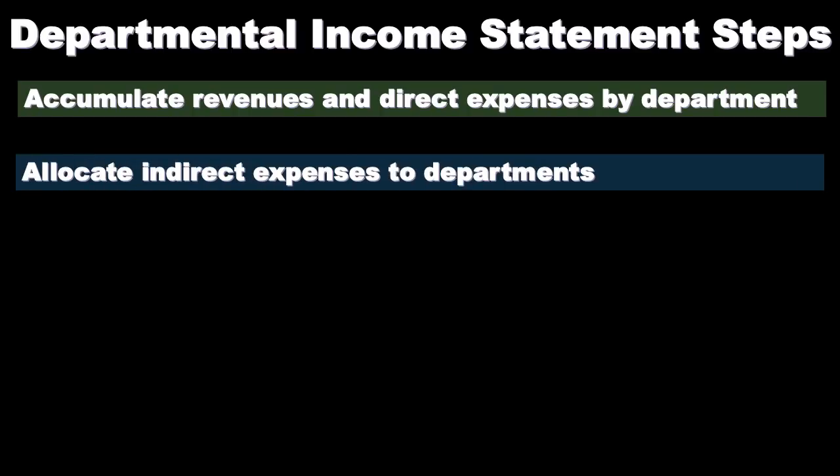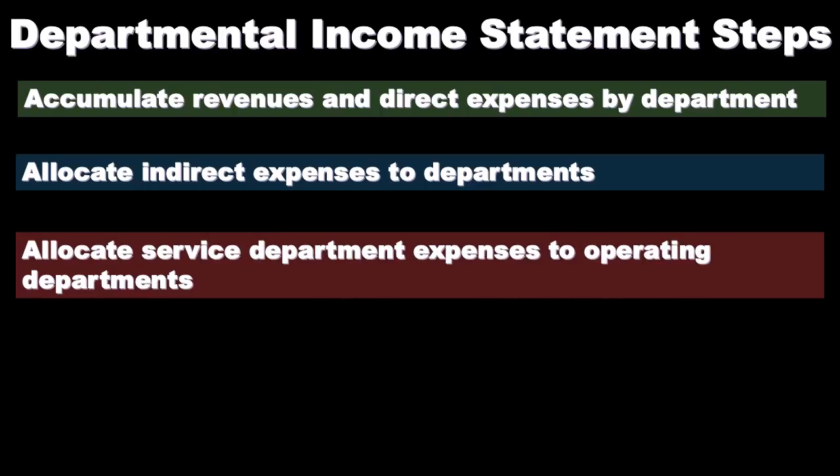Then we're going to allocate indirect expenses to departments. This is going to be the more complex process. We're going to have to find those expenses that are benefiting multiple departments. We're going to use some type of allocation method to allocate them between those multiple departments. And then we're going to allocate the service department expenses to operating departments.